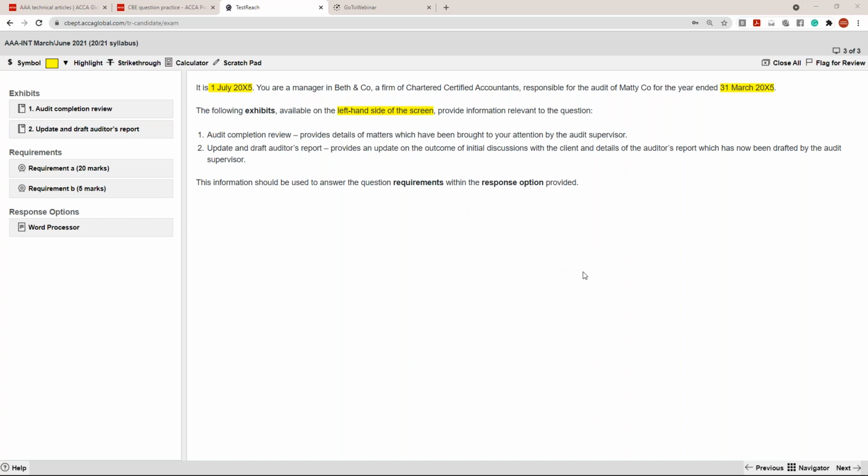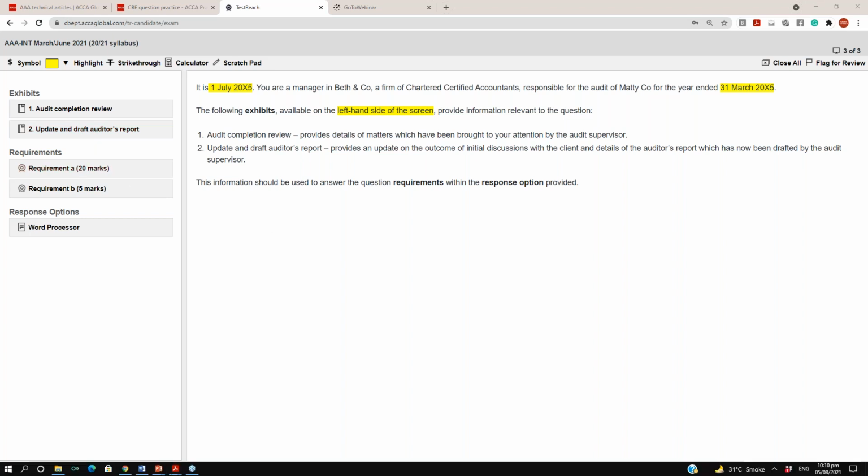Now, when you look at this question in front of your screen, you read the right hand side of the screen, and there is nothing much important there. We just come to know that it's the 1st of July and the year end is 31st of March, so we are after the year end, which means we are at the completion stage of the audit. On the left hand side, we got to know the two exhibits. The first is a completion review exhibit, and then the draft audit report. Let's first start with the completion and review exhibit, where the requirement is: comment on the matter and explain the evidence.